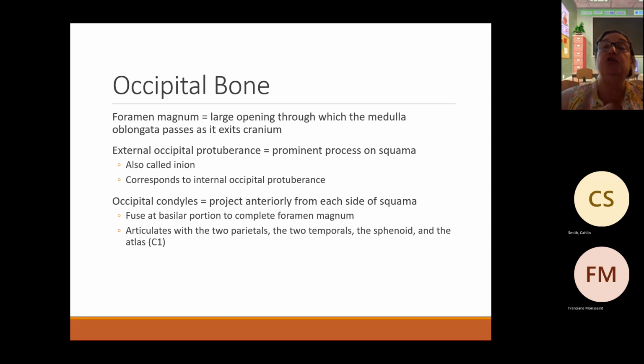And we know that the medulla oblongata, as it exits the cranium, becomes the spinal cord and heads right down into the spinal canal. Now, there is an external protuberance, and protuberances are basically bumps. So if you feel the back of your head, you can feel that occipital bone and those protuberances. Now, the occipital bone articulates with both parietals, the two temporals, the sphenoid, and the atlas.